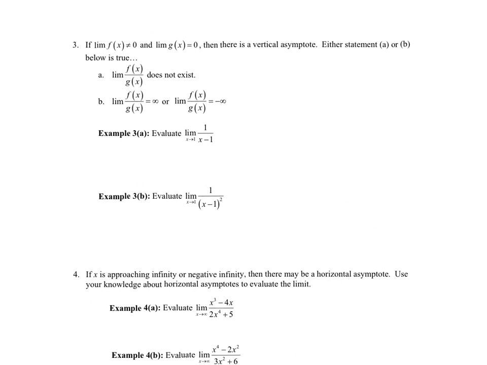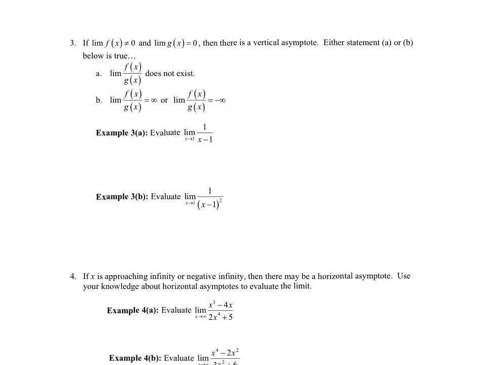The next technique is where the limit of the numerator does not equal 0, but the limit of the denominator does equal 0. When that is the case, there is a vertical asymptote. So either the limit does not exist, or the limit equals positive infinity or negative infinity. Let's take a look at a few examples. Example 3a. If you simply substitute 1 in for x, you get 1 over 0, which you cannot have, 0 in the denominator. So what you should do is draw a quick sketch with the help of your calculator.